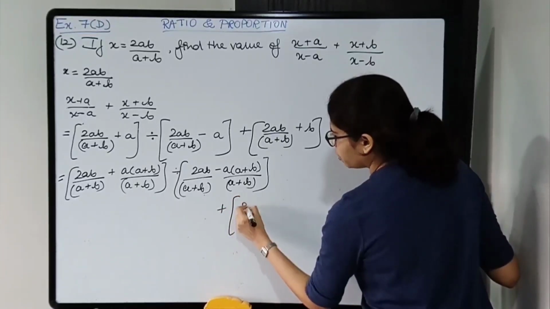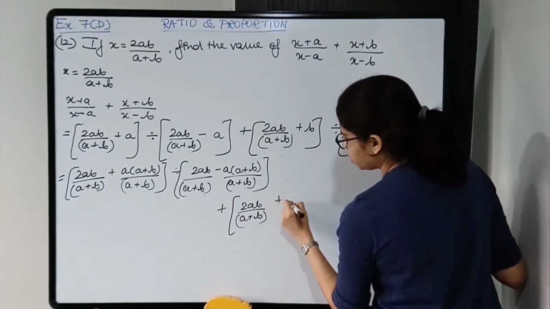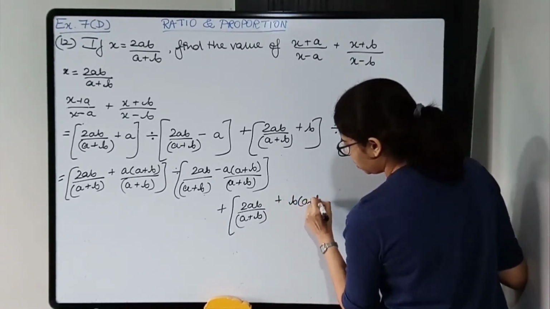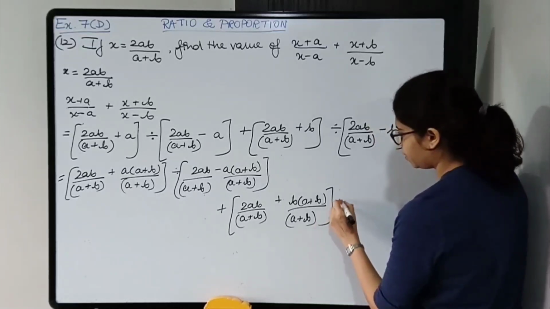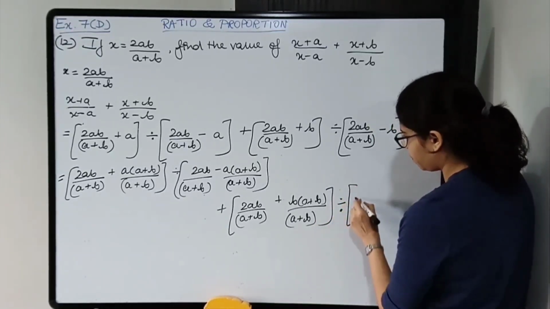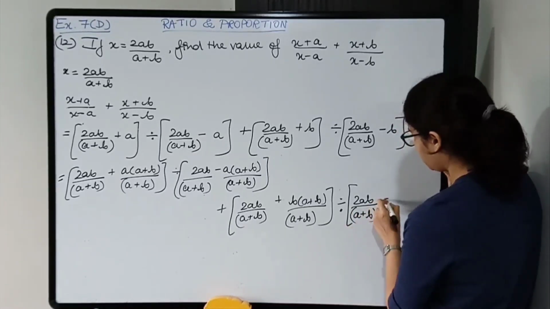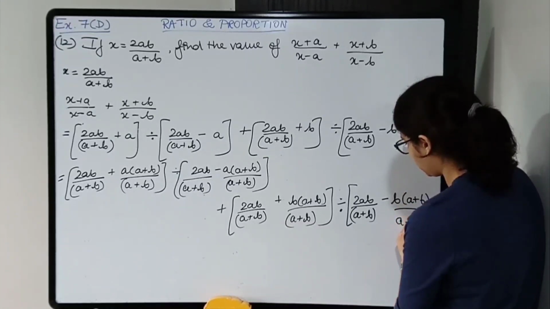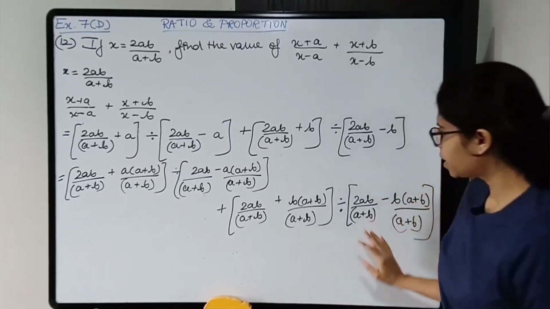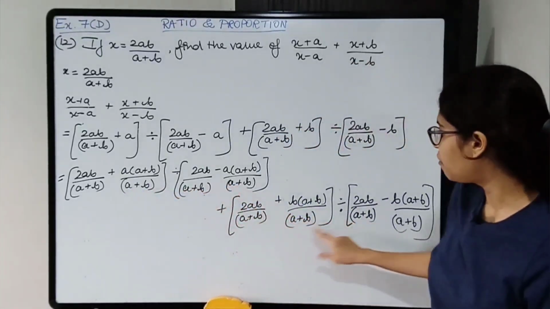Plus 2ab upon a plus b, plus b into a plus b upon a plus b, divided by 2ab upon a plus b minus b into a plus b upon a plus b. Okay, now I can take a plus b common everywhere.